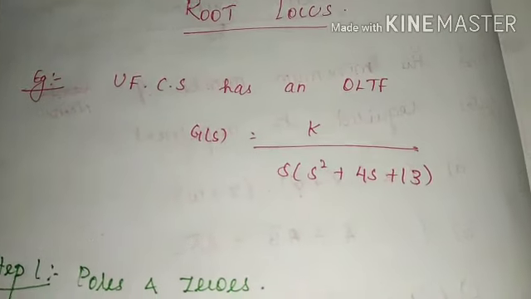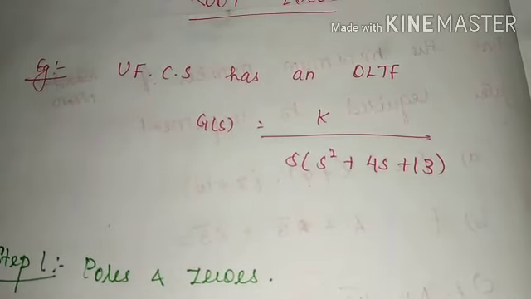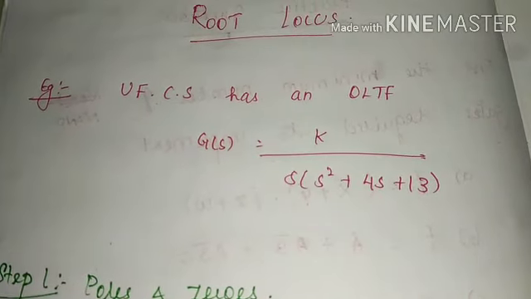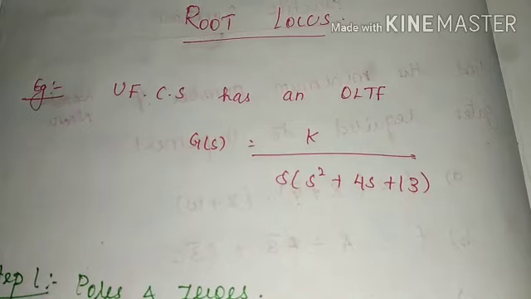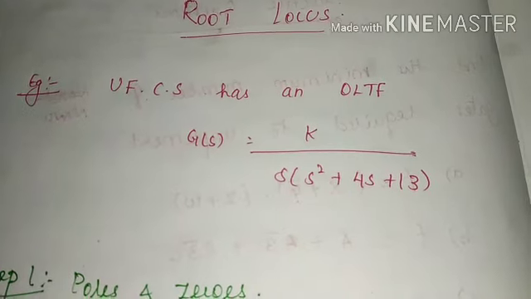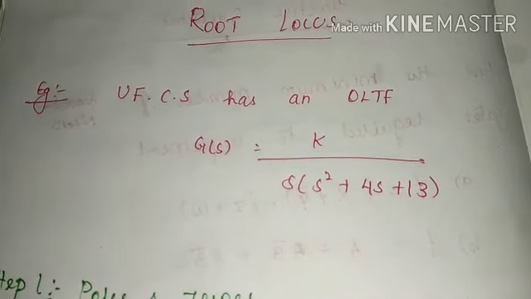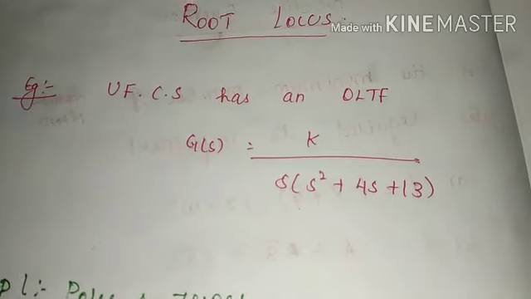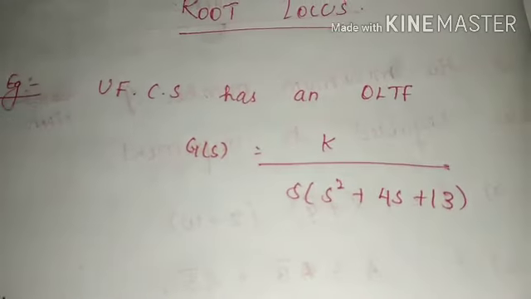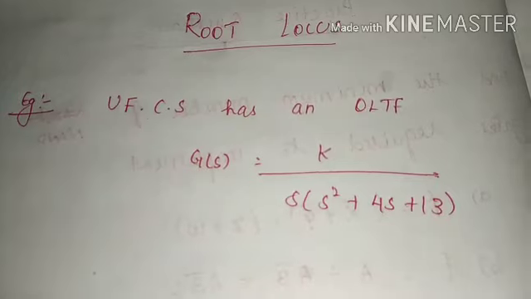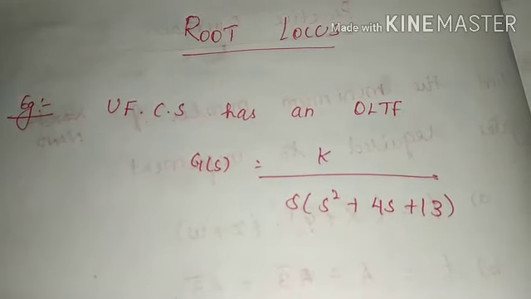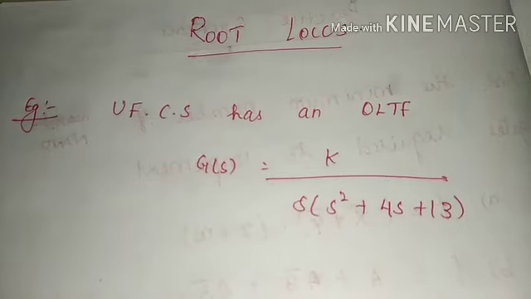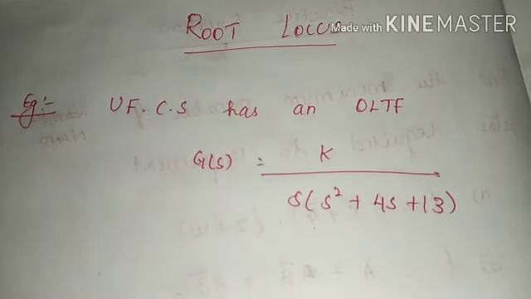UFC means unity feedback control system. They have given a unity feedback control system with an open loop transfer function G of S equals K by S into S square plus 4S plus 13.